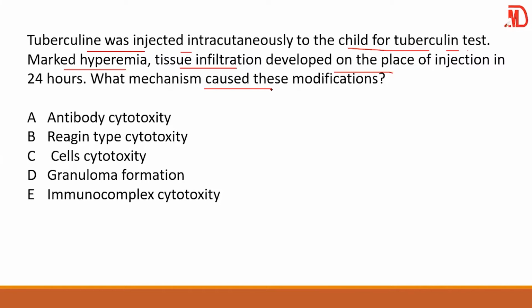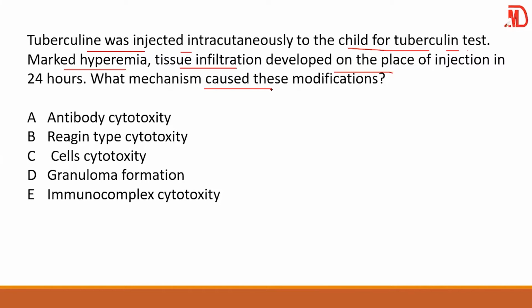Now type 3 is also known as immune complex reaction. Examples include SLE, systemic lupus erythematosus. We have serum sickness. We have rheumatoid arthritis. We have post-streptococcal glomerulonephritis. I'm giving you all these things for a reason.